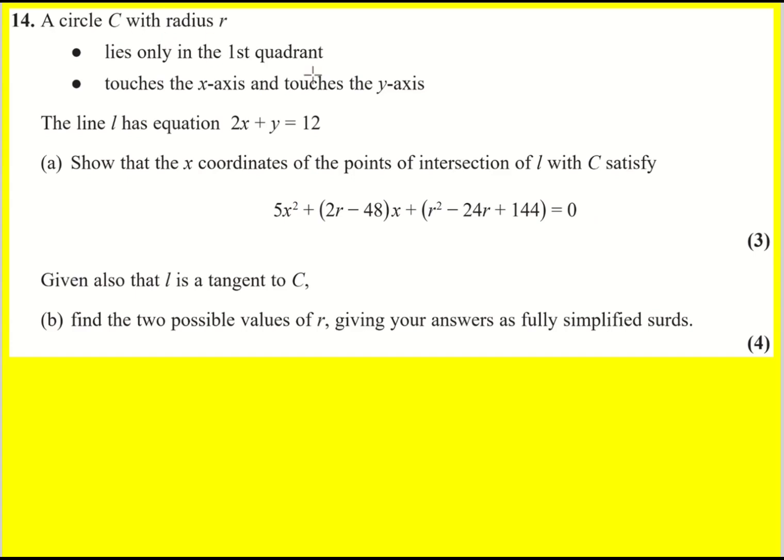Circle C with radius r lies only in the first quadrant. So that means if I've got my axes here, it's where x is positive, y is positive, just this top right part. So if I draw this part out slightly bigger, okay, I can draw my circle. Now we're also told that it touches the x-axis and touches the y-axis.